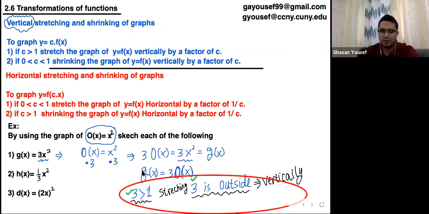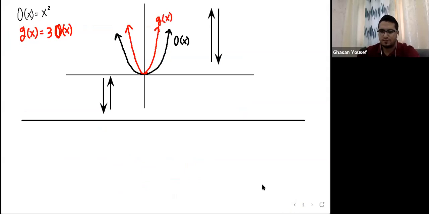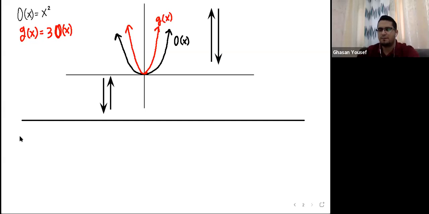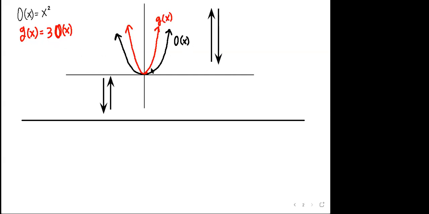Now to graph the second one, h of x equal 1 over 3x squared. Wait, sorry, I have a question. Yes, go ahead. You know the three before the original function. When you said stretch, are you supposed to move the graph up? If it's vertically, yes, it goes up like this.